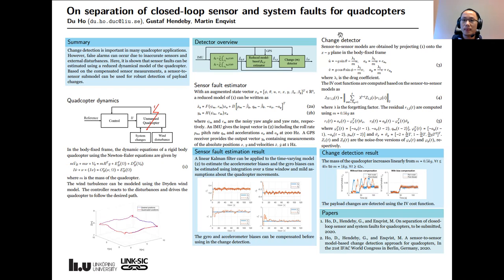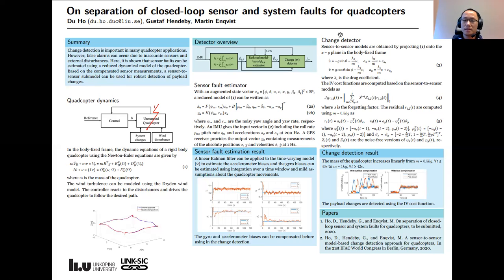time varying yaw rate. The input of this model is from the IMU, providing the roll rate, the pitch rate, and the accelerations AX and AY at 200 Hz. And the output of this model is from the GPS, providing the absolute position and the absolute velocity at 1 Hz.